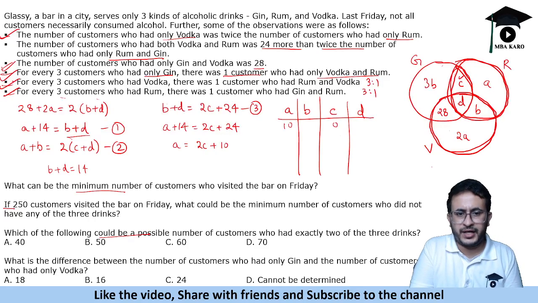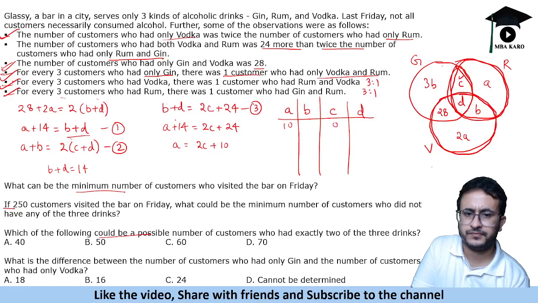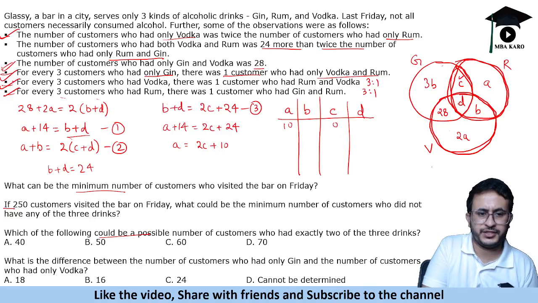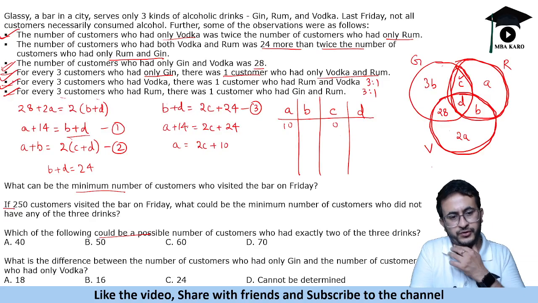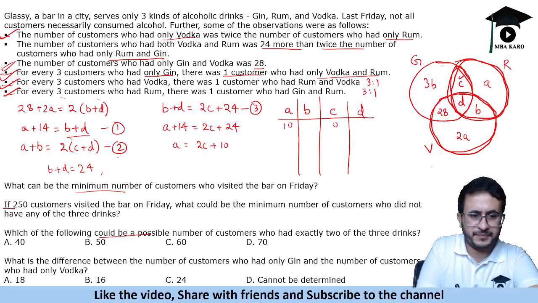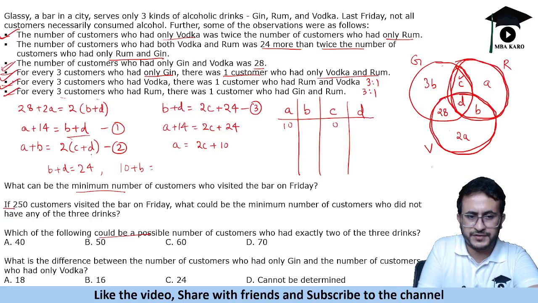Okay. And then B plus D will be 24. A plus 14, okay, so that is 24. And from this also you can get 24. So one is this equation. And then another equation is A plus B, that is 10 plus B equals twice of C plus D.